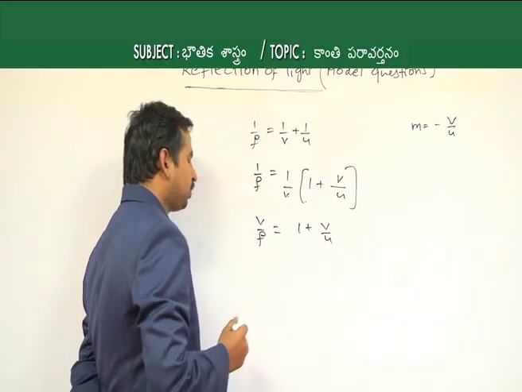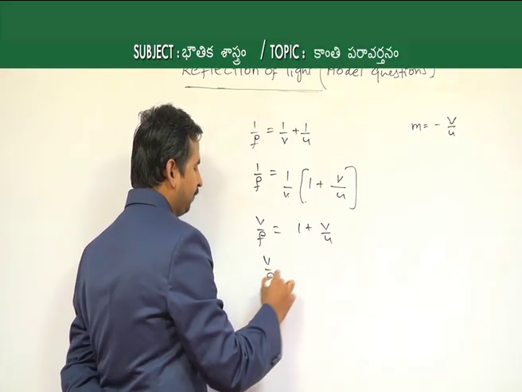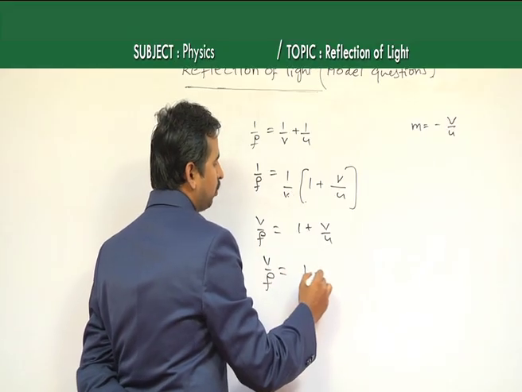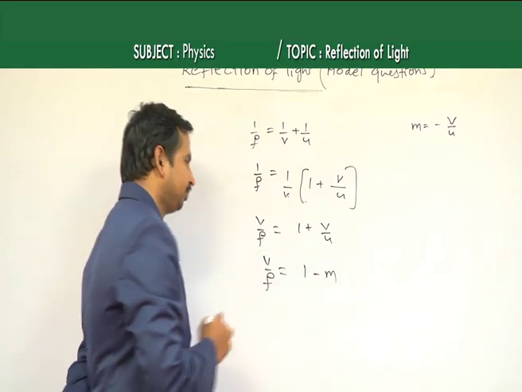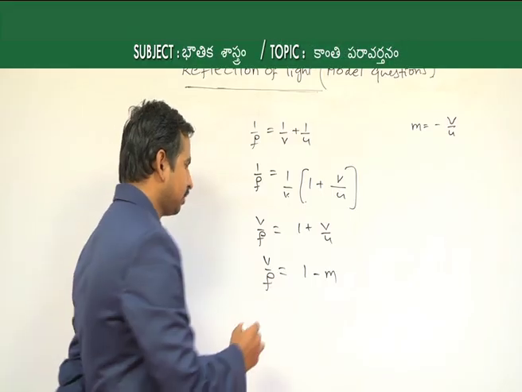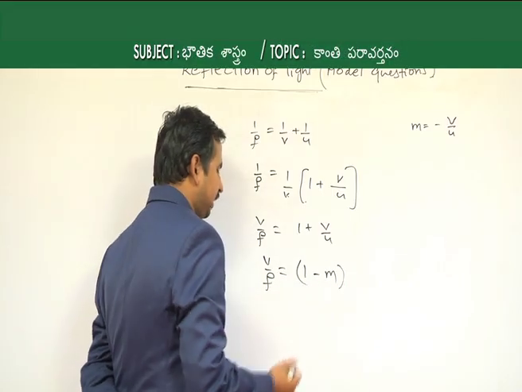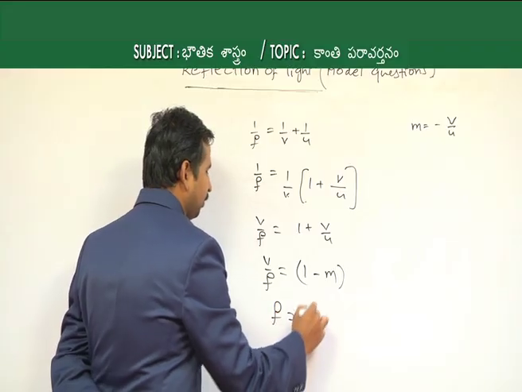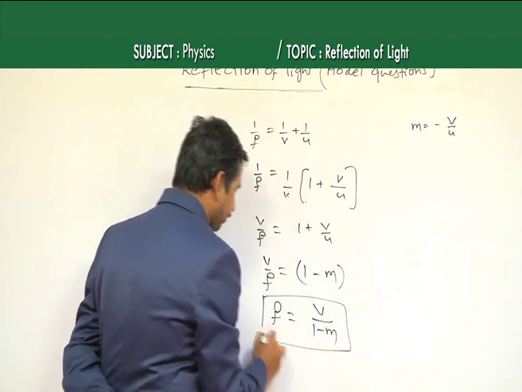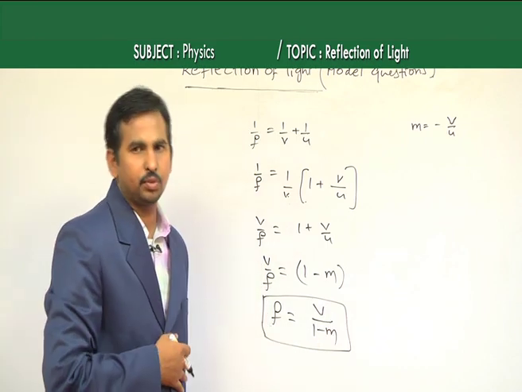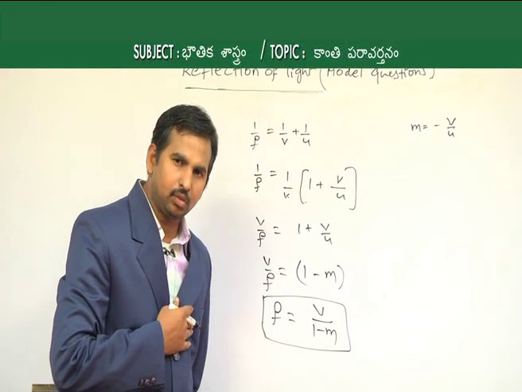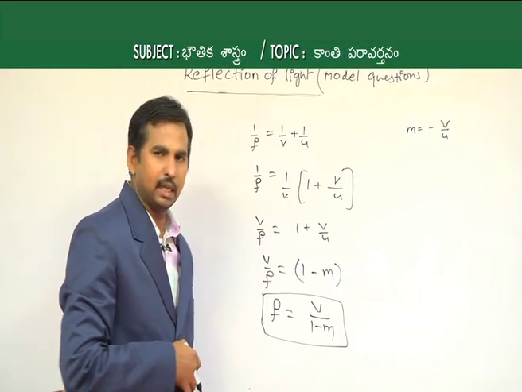Then 1 + v/u is nothing but equal to 1 - m. So 1 - m = v/f, and from this we can write f = v/(1 - m). Once you know the image distance and magnification, we can directly find the focal length: f = v/(1 - m).